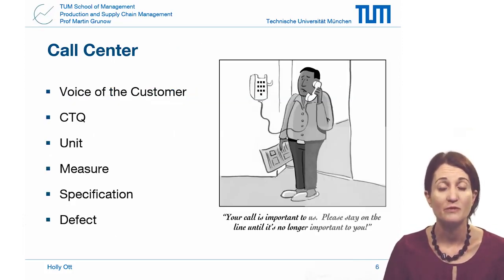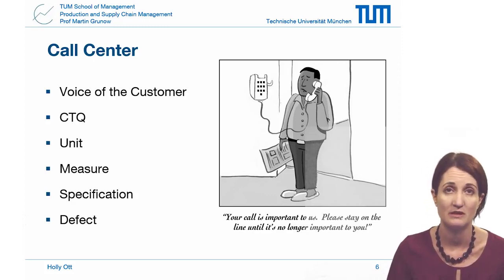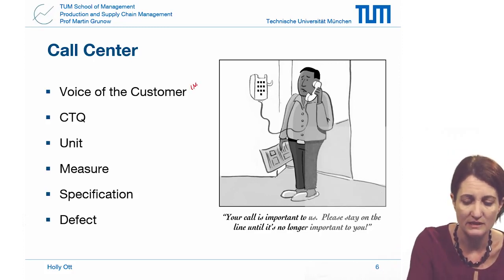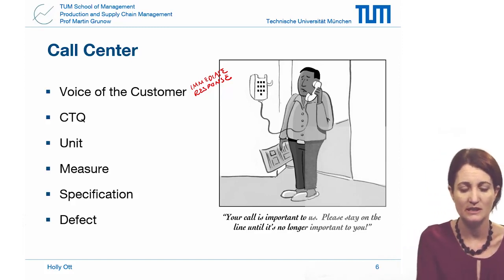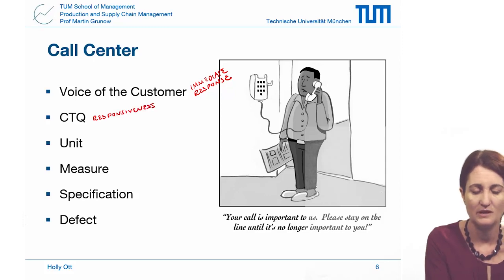Look at an example. Here we have a call center. So what, as a customer, do you expect when you get on the phone and you want to know when the bus is leaving, or you want to book a train ticket, or you want to order a product? Well, normally, voice of the customer is telling us we want an immediate response. We don't want to listen to the music online. Well, that would mean our CTQ, our critical to quality characteristic, is going to be responsiveness.